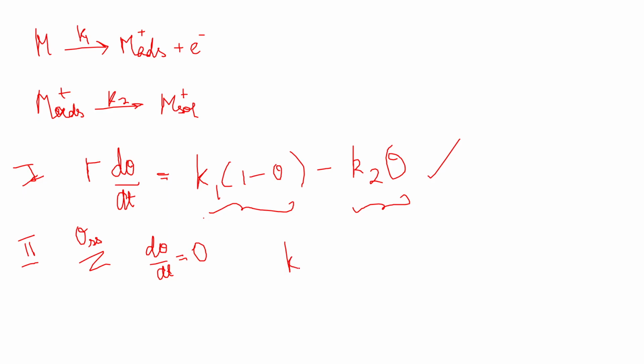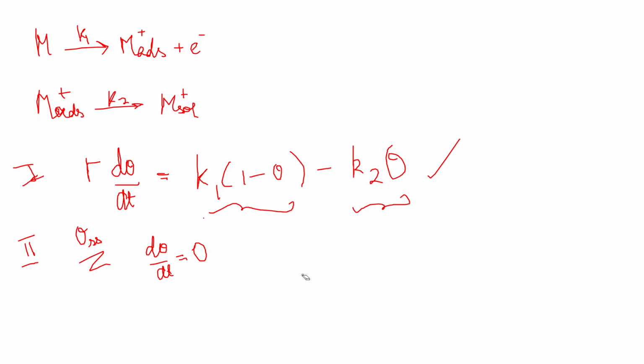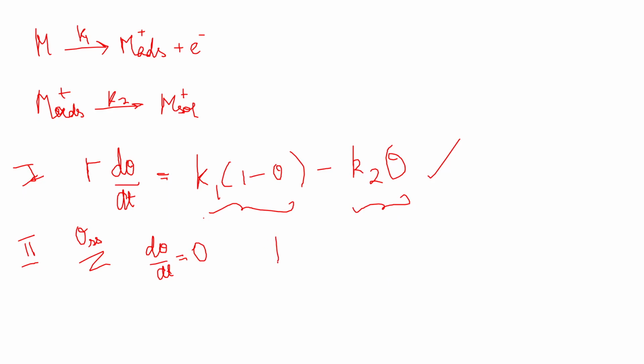Okay, so if I am writing this, I can write it as K1 into 1 minus theta. At steady state, what happens? It's only the DC current that's passing. There's no AC. So K1 DC into 1 minus theta S is equal to K2 theta S. Yes.